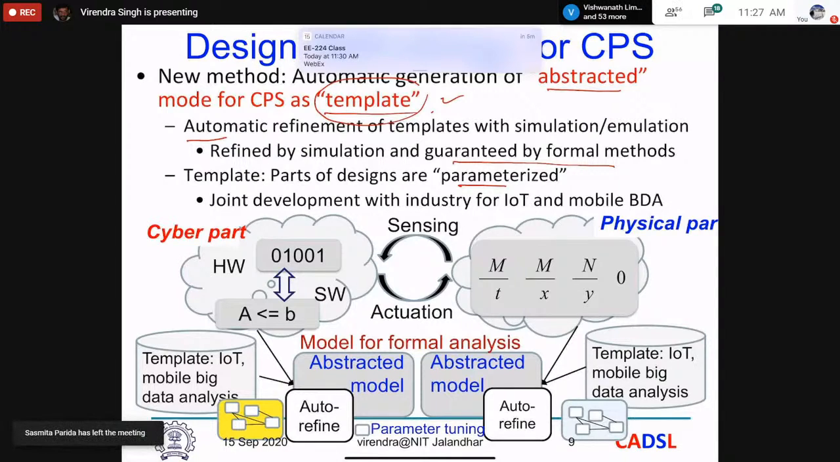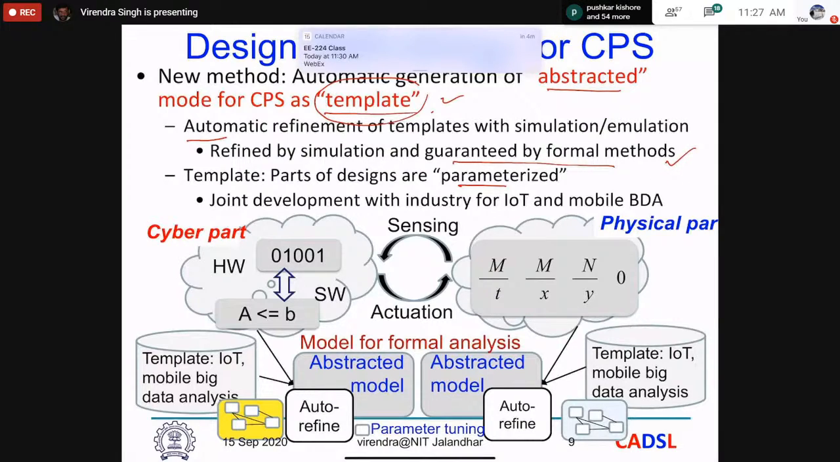The formal techniques are coming now, but still they are not very scalable, so they cannot handle large designs. At least you have a semi-formal kind of technique which is being used by the industry. We refine these based on the simulation or emulation traces, and then we guarantee that refinement by the formal methods.